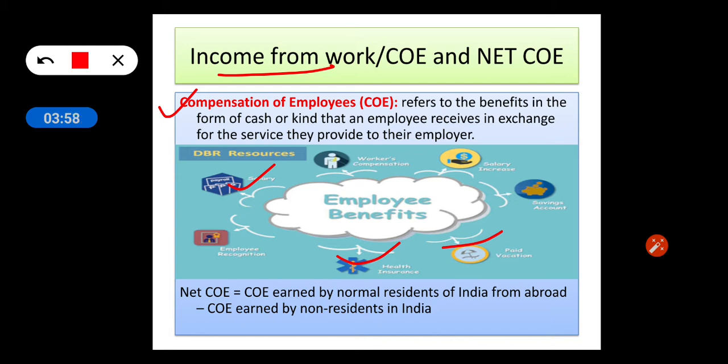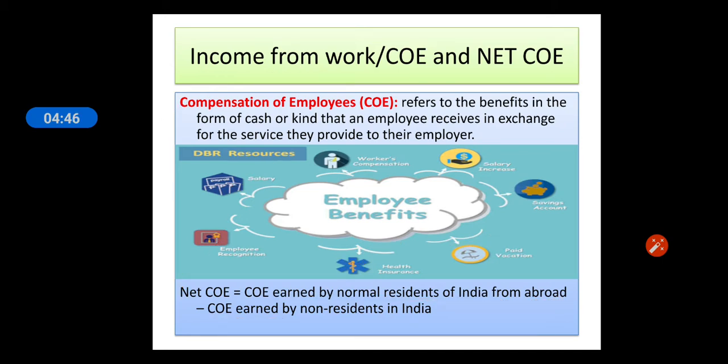So when we talk about net COE, it is COE earned by normal resident of India from abroad, or we can say COE received by Indian workers in foreign countries for providing factor services to foreign companies, minus COE earned by non-residents in India, or we can say COE received by foreigners for providing factor services to Indian company in India, is your net COE. I hope you're clear about this.